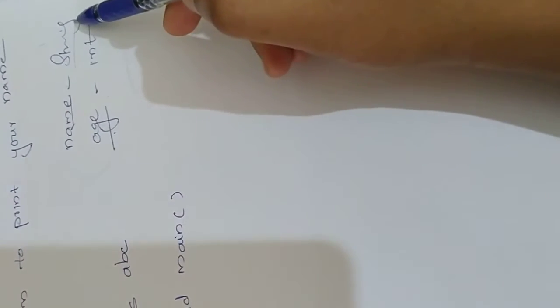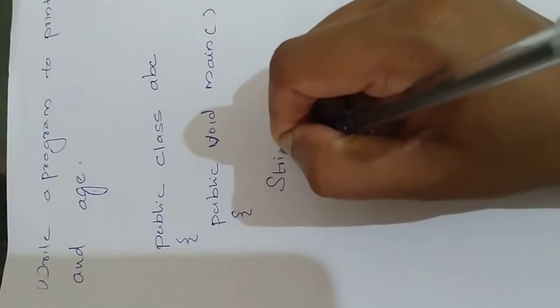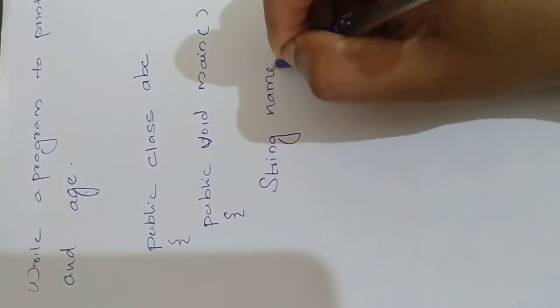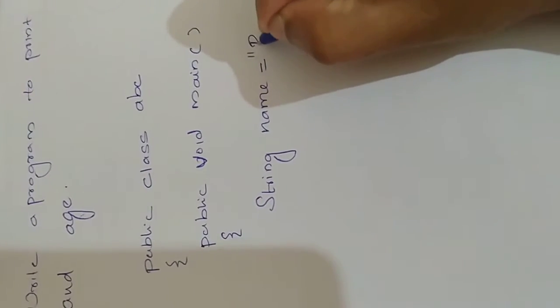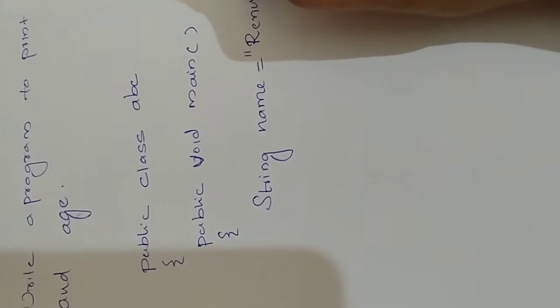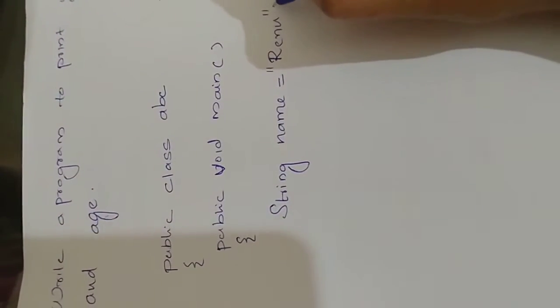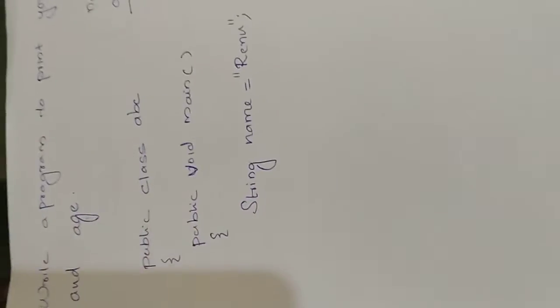See, this is my data type. So what I am going to do is, I will declare the variable by string. I have to print the name. So name is equal to, my name is Renu. Since it is a string value, it should come in double quotes, semicolon. Every statement should end with a semicolon.